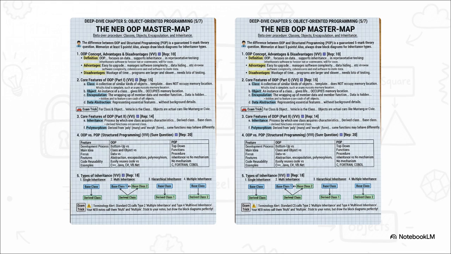Now, just a quick heads up for your exam, that concept of one child having many parents is often called multiple inheritance in the wider world of computer science. If your textbook calls it multi-inheritance, stick with that term. Just make sure your diagrams and terms match what you've been taught.